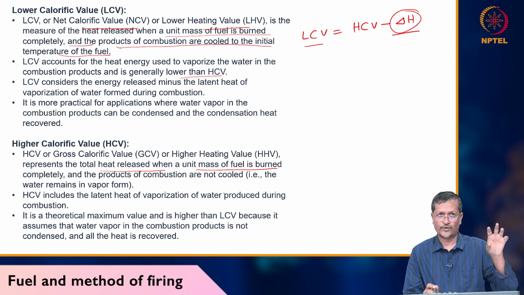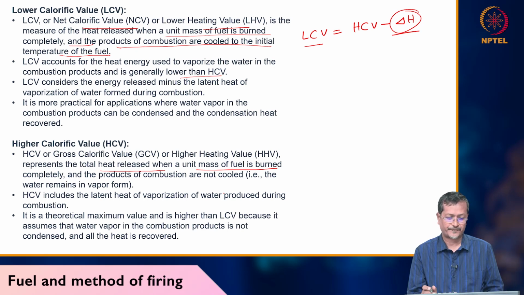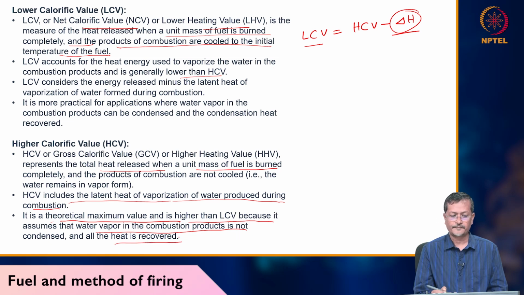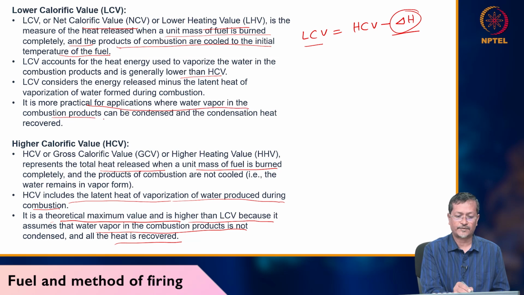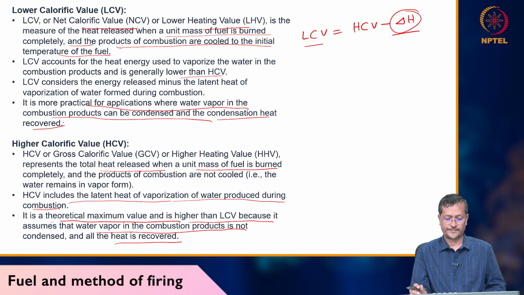So finally you have to take the lower calorific value, the digits, then you have to calculate further for system efficiency. Okay, HCV includes the latent heat of vaporization of water produced during combustion. So if any water particle is there, that also you have to consider here. It is the theoretical maximum value and is higher than LCV because it assumes that water vapor in the combustion products is not condensed and all the heat is recovered. But LCV is more practical, where water vapor in the combustion products can be condensed and the condensation heat recovered. Okay.